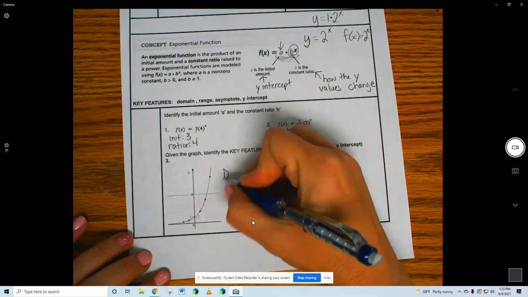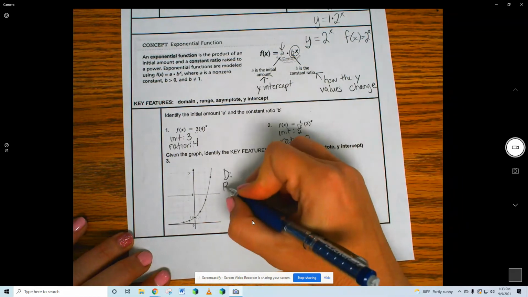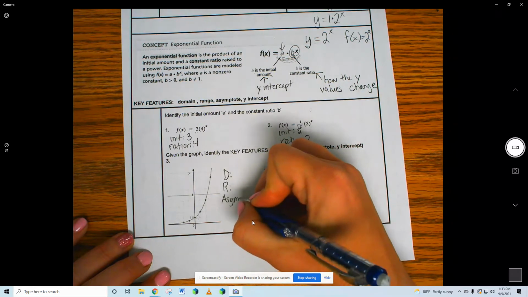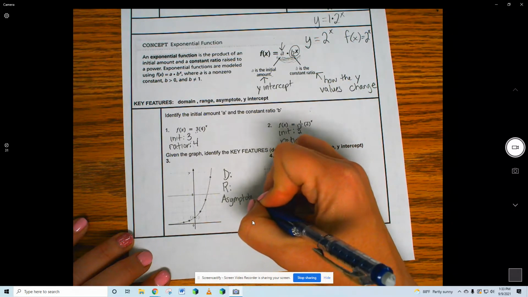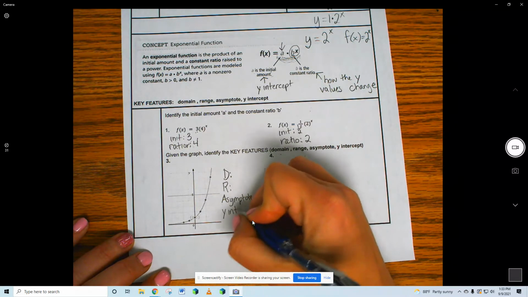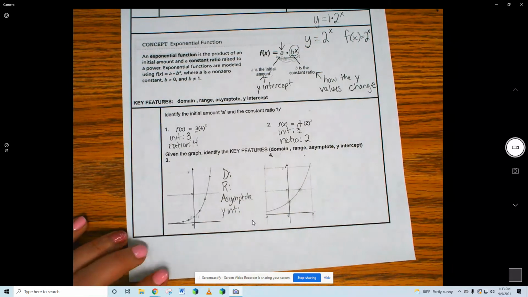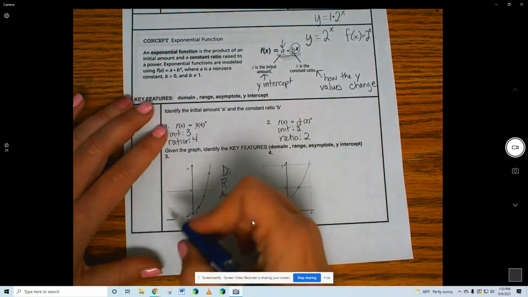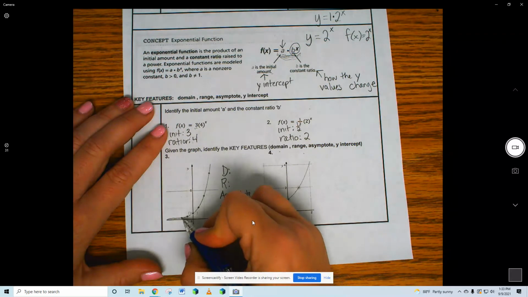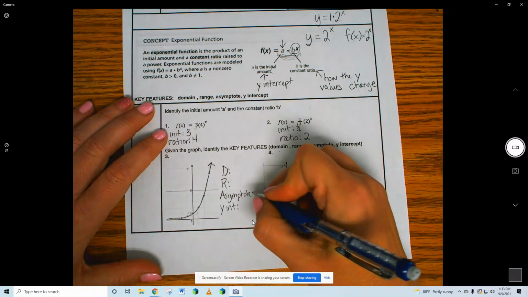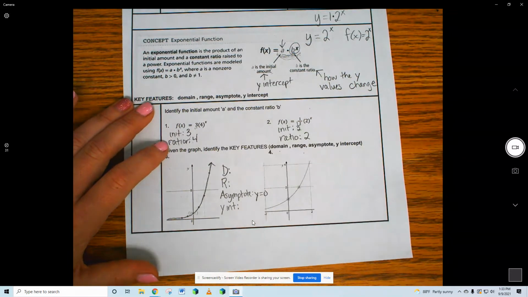Here's what we're going to do every question today. Domain, range, asymptote. Can you guys still say it? Asymptote. Y-intercept. Okay. I realize this is very light and fadey, but it never touches the 0. My asymptote is y equals 0. Let me make it purple for you.